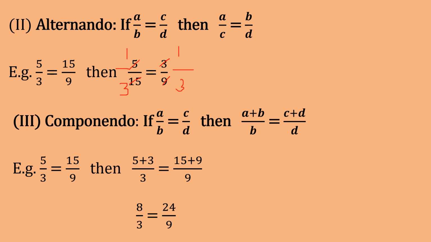Now here we can simplify this. Both go in the 3's table. It's divisible, so we'll divide it by 3. So 3 3's are 9 and 3 8's are 24. So you get 8 upon 3 equal to 8 upon 3. So this is what componendo is. Componendo property: if A upon B equal to C upon D, then A plus B upon B is equal to C plus D upon D. Okay, students, I hope you are getting this property. Now we'll move to our next property.